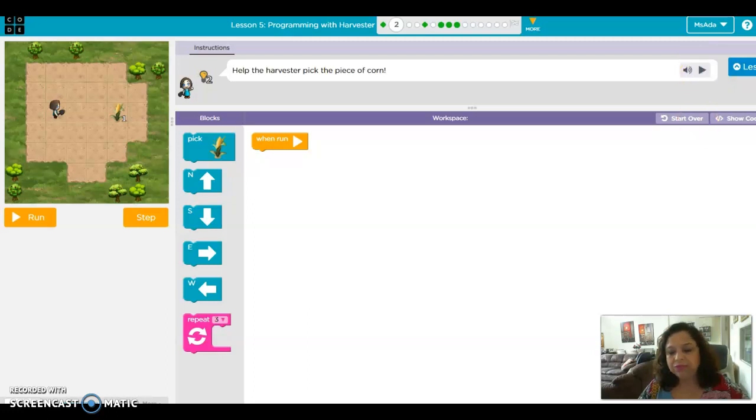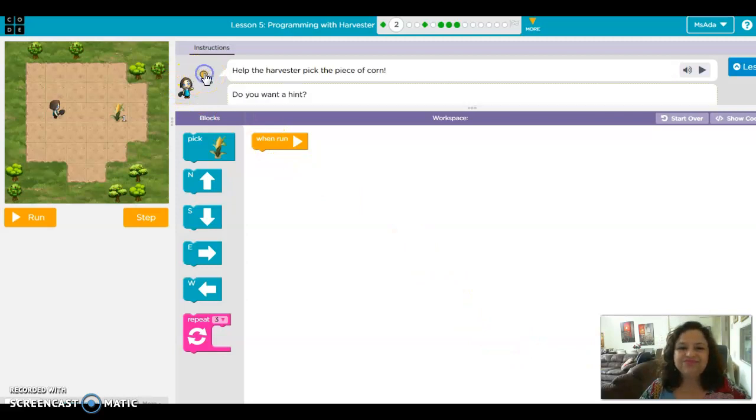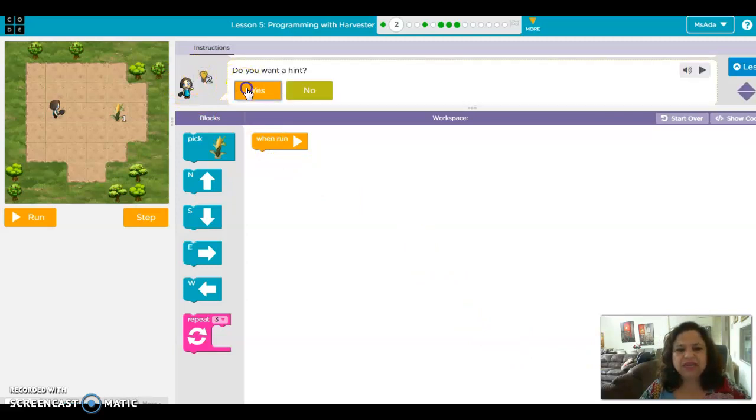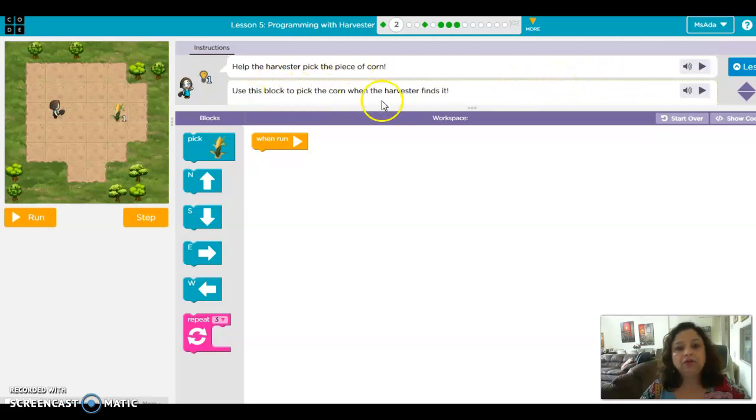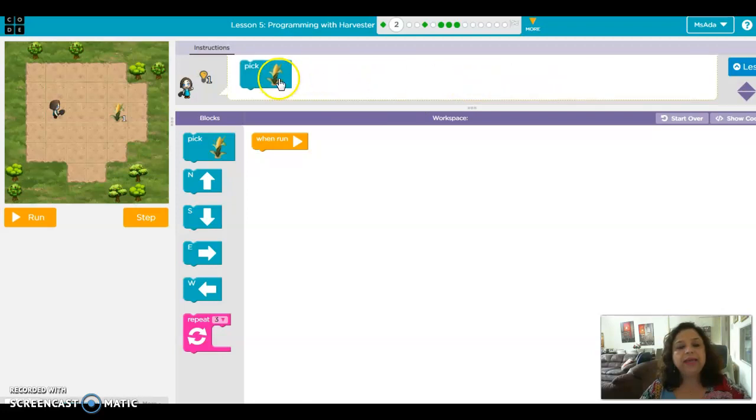Wow, this sound was not really nice. Maybe too loud. Oh, okay. And if I need more hint, I don't understand what it means, I can get another hint and they read to you. Use this block to pick the corn when the harvester finds it. Oh, so when the harvester finds the corn, I can click on this to pick the corn.